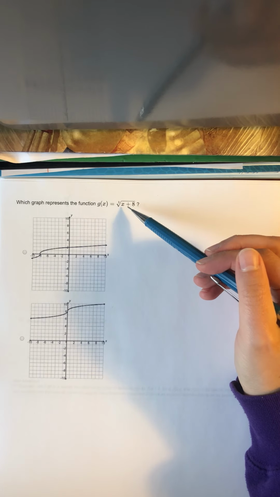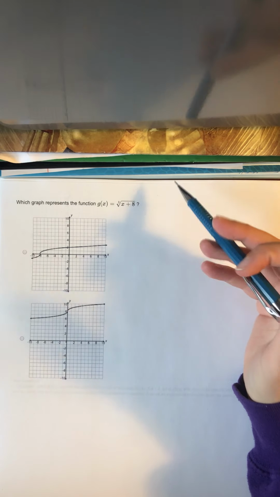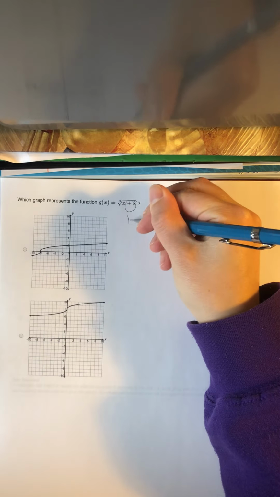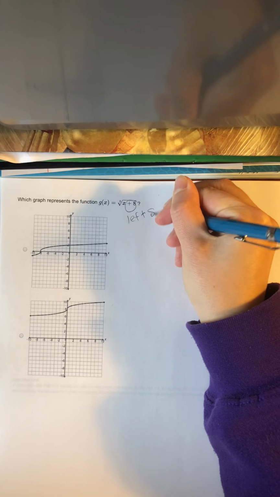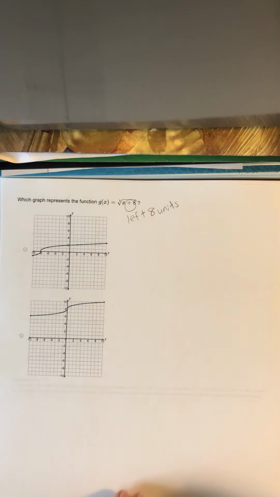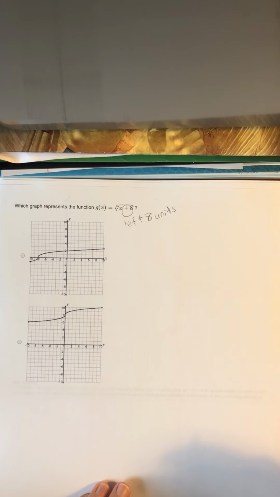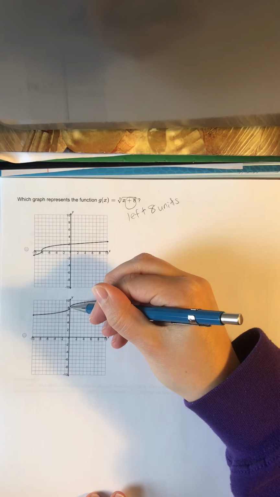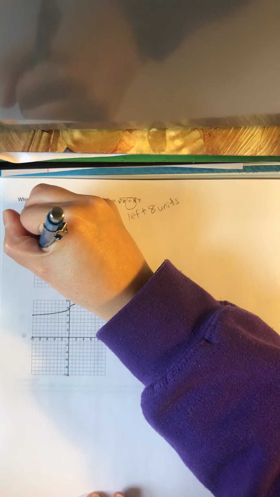Okay, this one. Which graph represents g of x equals the cube root of x plus 8? So this plus 8 tells me that it's moved left 8 units. Okay, so I want to look at which one's moved left 8 units. So this one's certainly not. This one's moved up 8. This one looks like it's moved left 8.